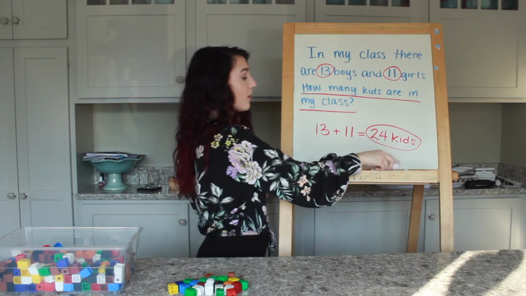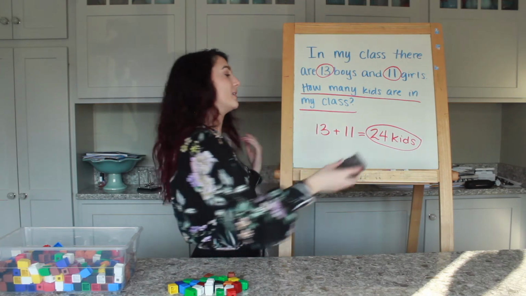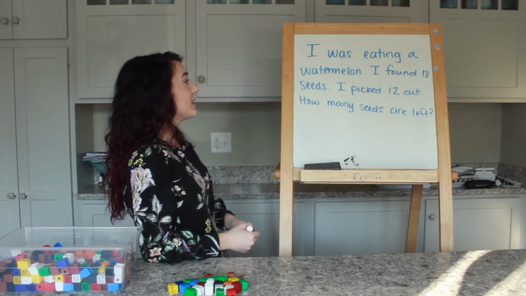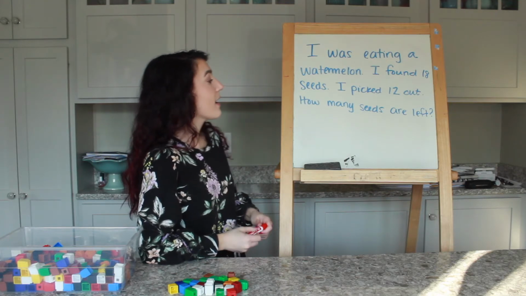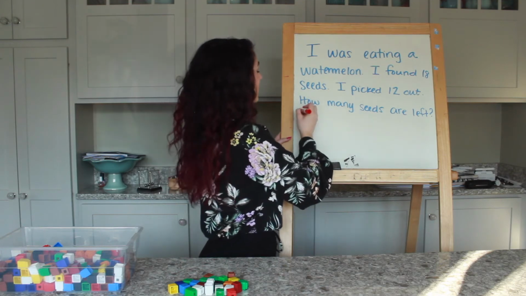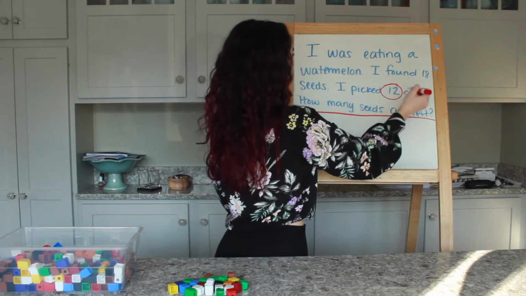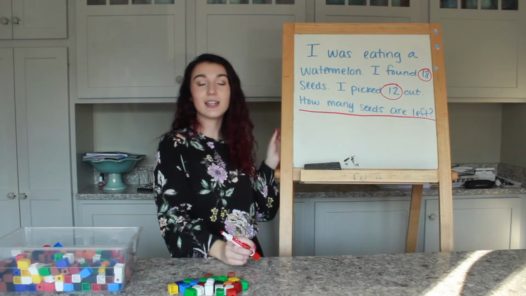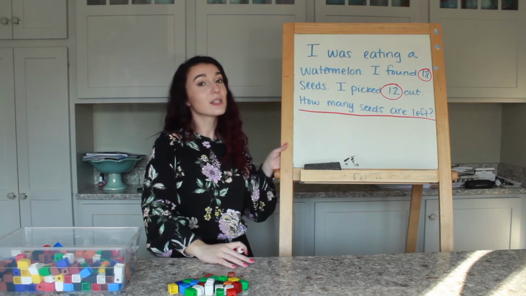Okay, so now we've just done 2 addition problems. So let's try another one and see if we can get a subtraction problem. Okay, here is my next word problem. I was eating a watermelon. I found 18 seeds. I picked 12 out. How many seeds are left? Underline my question and circle my numbers. All right, 18 and 12. Okay, so now my question says, how many seeds are left? When I see that word left, that makes me think of subtraction.